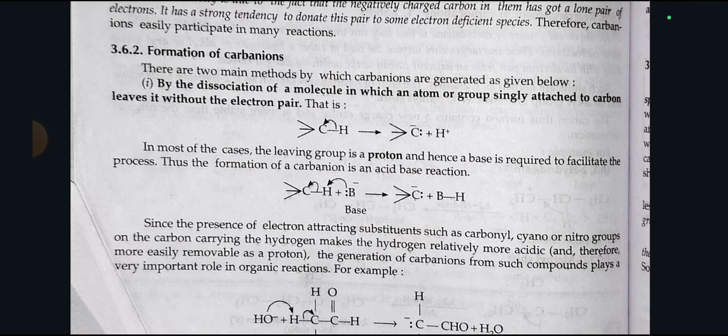3.6.2 Formation of carbanions. There are two main methods by which carbanions are generated, as given below. First, by the dissociation of a molecule in which an atom or group singly attached to carbon leaves it without the electron pair, that is, C–H gives C− plus H+. In most cases, the leaving group is a proton and a base is required to facilitate the process. Thus, the formation of a carbanion is an acid-base reaction: C–H + B− (base) gives C− + BH.